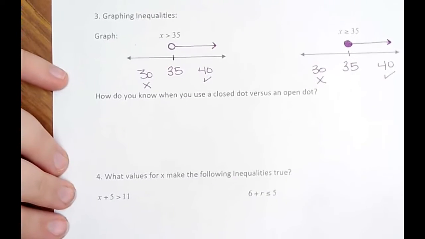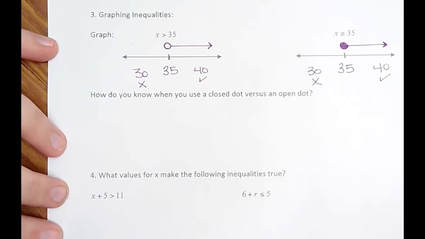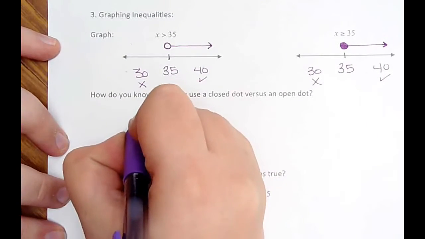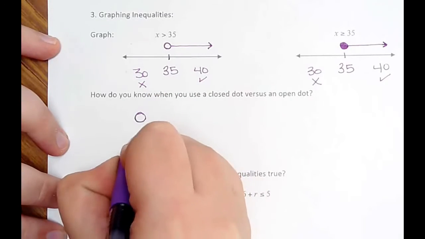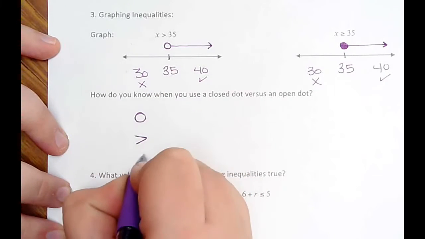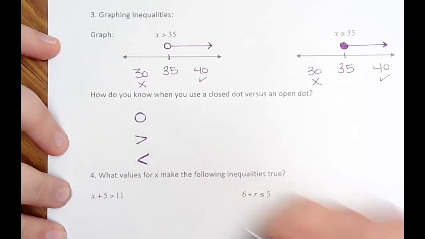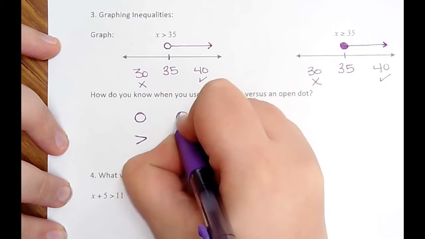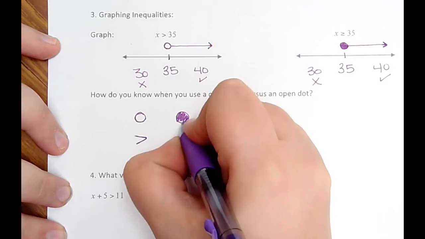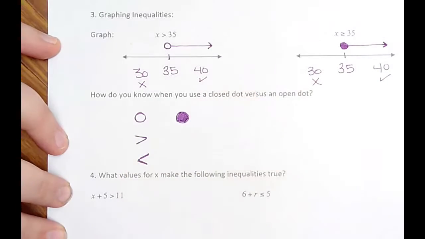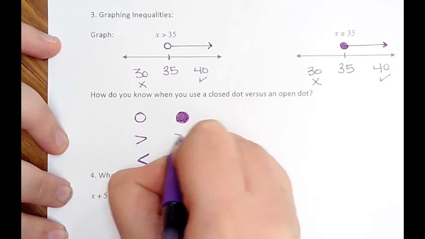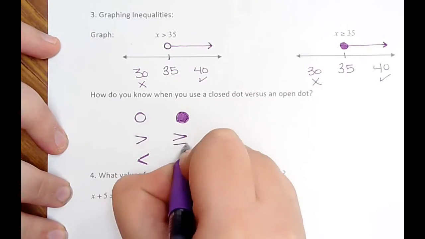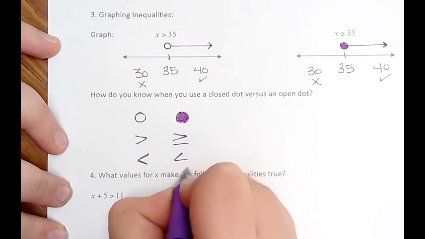So how do you know when you use a closed dot versus an open dot? You'll have an open dot when something is less than or greater than, but not equal to. You will have a closed dot, make sure I know it's closed, so shade it in completely, when you have a less than or equal to, or greater than or equal to.